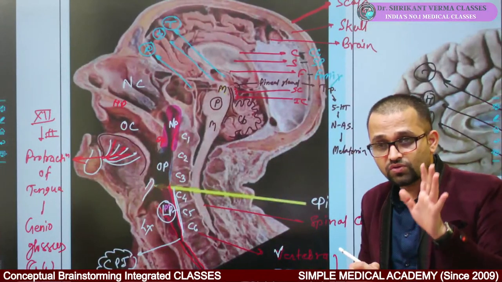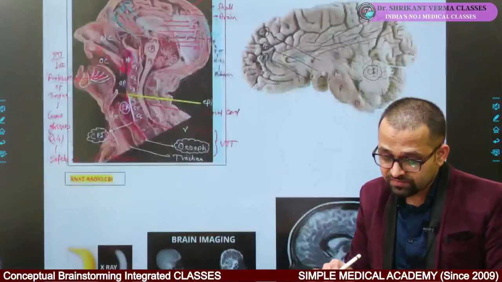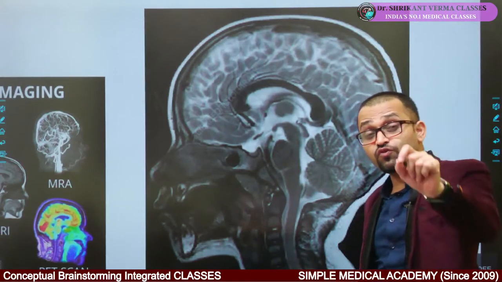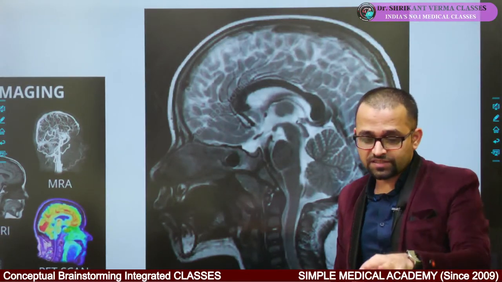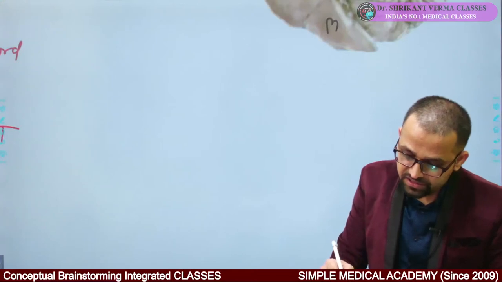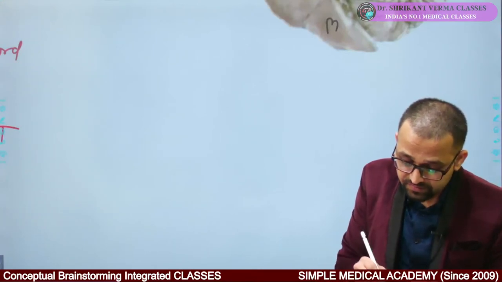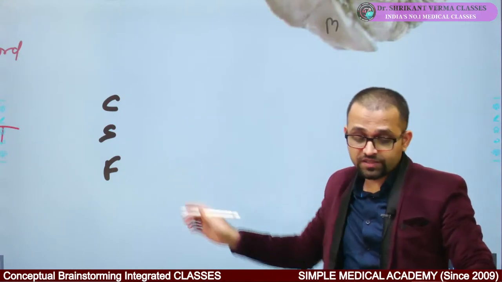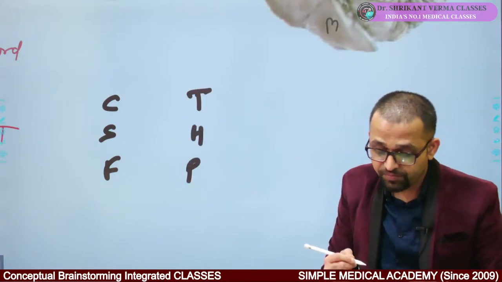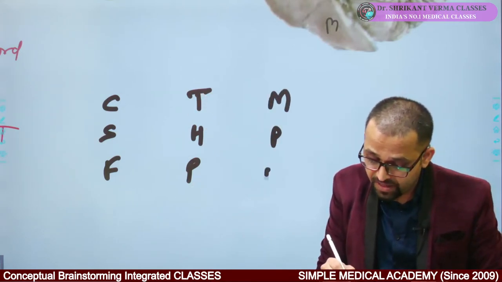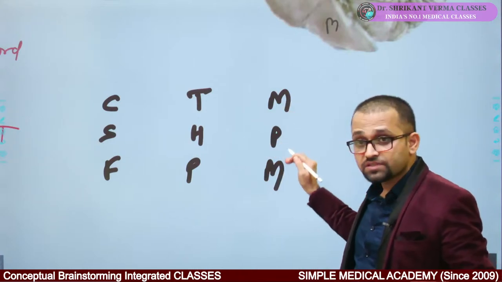Okay. So now the same thing, last, see here, who says that radiology is difficult? If your anatomy is strong, radiology is very easy. Just apply the same thing. What is your formula? Again, I want to tell you the trick: CSF, corpus callosum, septum pellucidum, fornix, THP, thalamus, hypothalamus, pituitary, MPS, midbrain, pons, medulla.